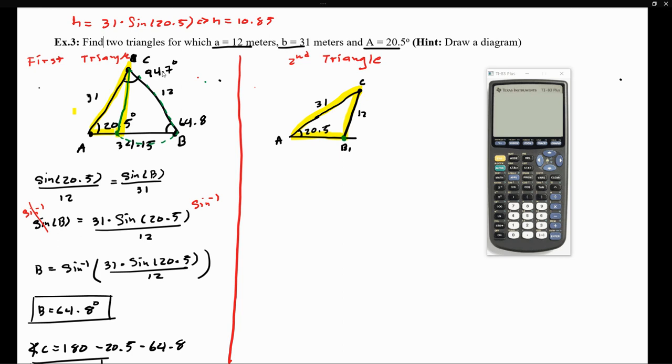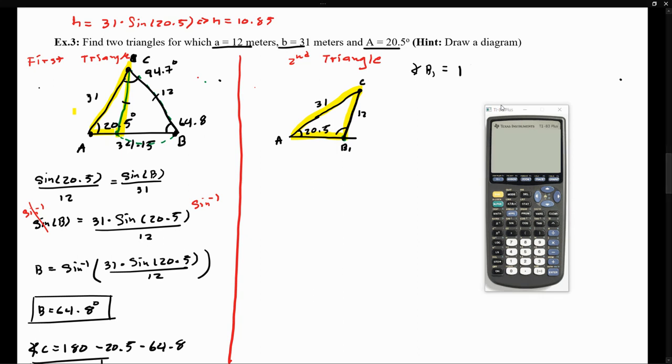Well, notice that these two sides must be congruent to each other because they're the same length, 12. So you can think of this as being an isosceles triangle. Therefore, the measurement of this angle is still 64.8. So this angle, which I'll call B1, is going to be equivalent to 180 minus 64.8.